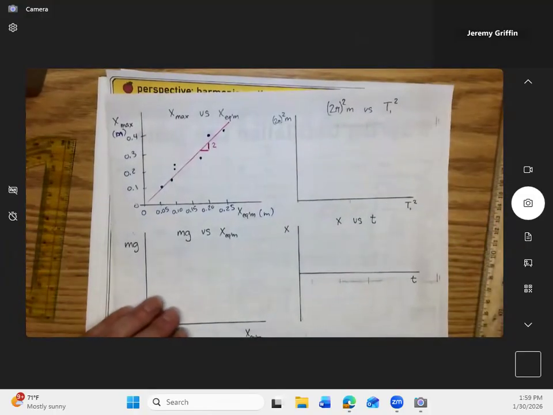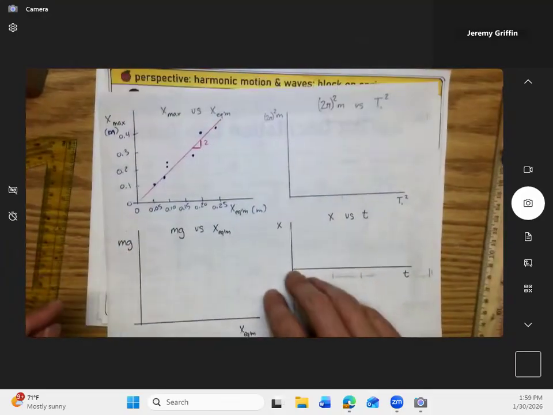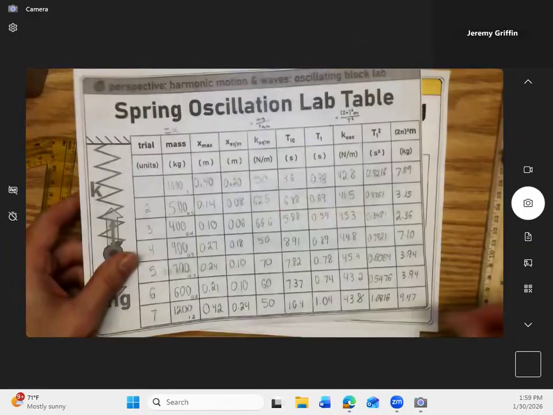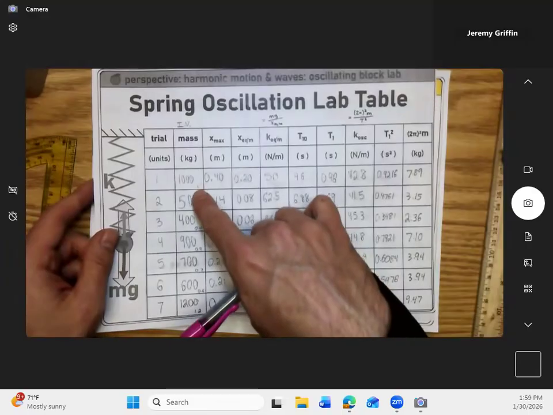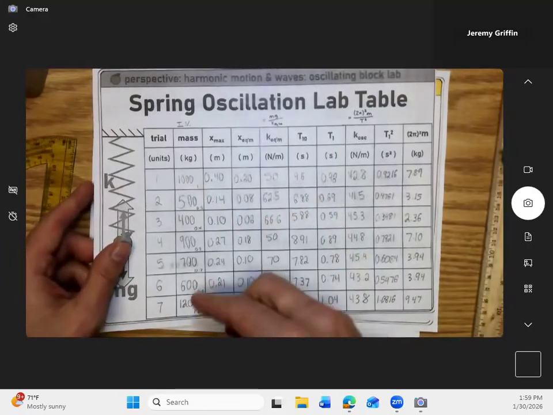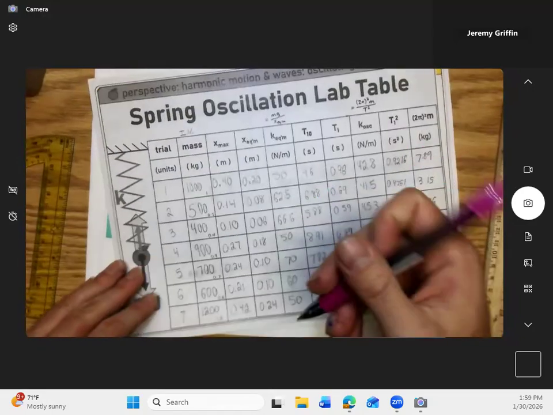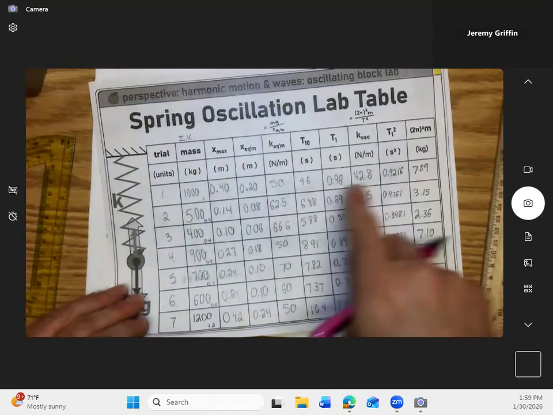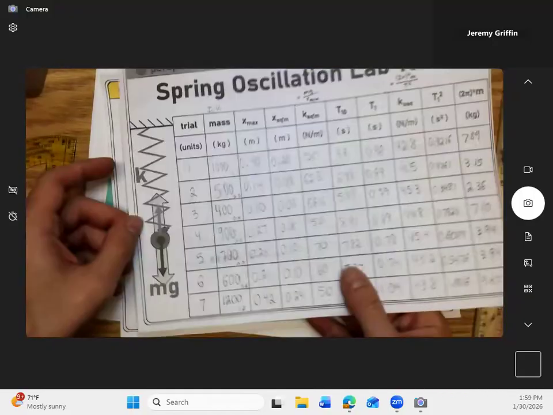How about the one where we did the weight versus the equilibrium stretch position? These weights, we've got the mass in grams here. 1,000 grams is like 1 kilogram, and we'll say that weighs about 10 newtons. So we'll call it 10. All right, what was the biggest?